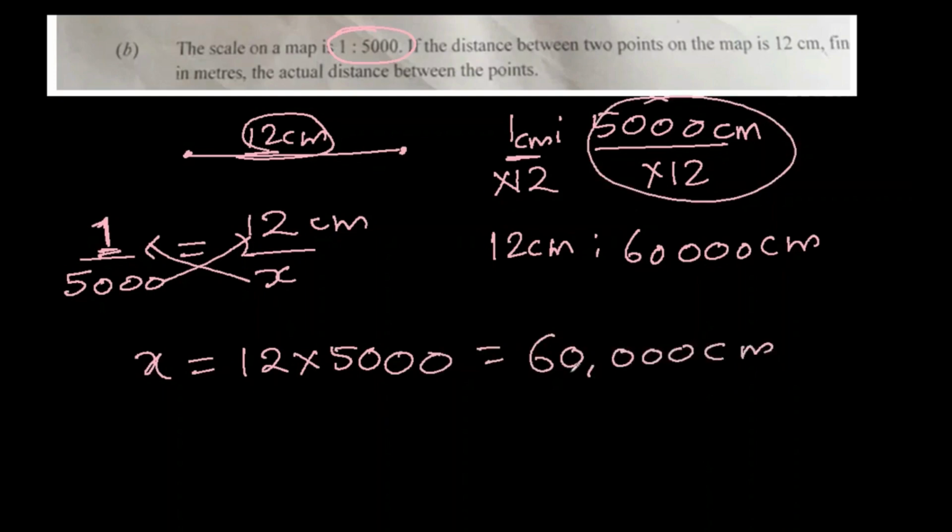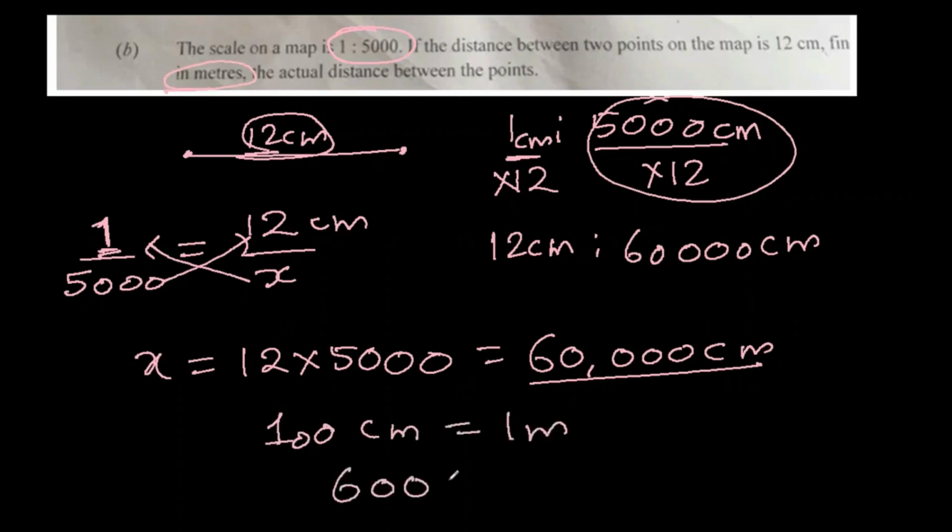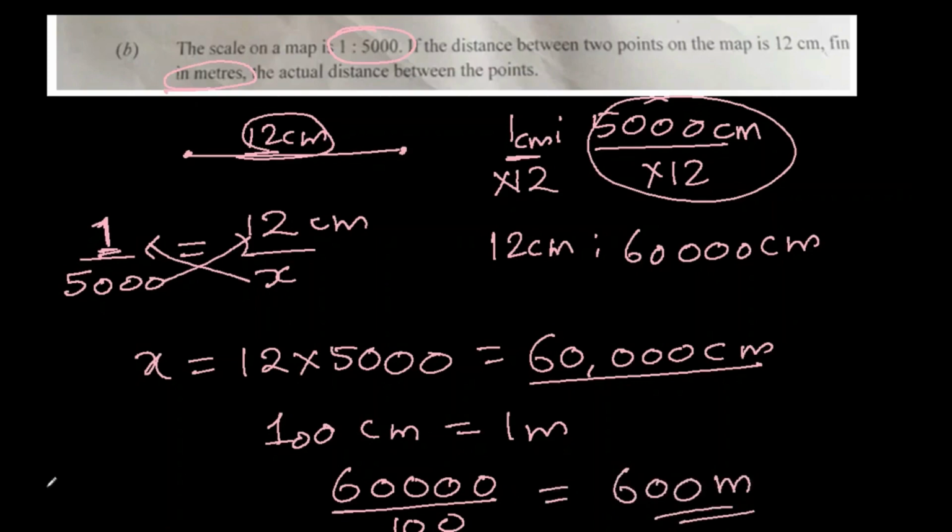Okay. And now we'll convert this into meters, because they're saying give your answer in meters. So we know that 100 centimeters equal to 1 meter. So 60,000 over 100 will be our answer. So equal to 600 meters. Additionally, you can write the actual distance.